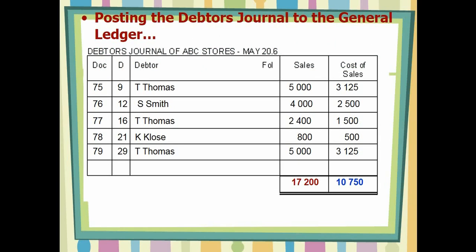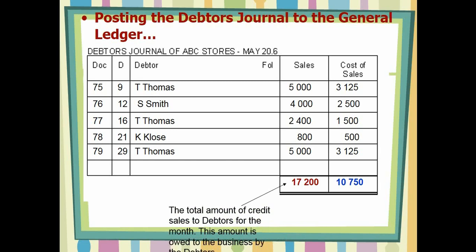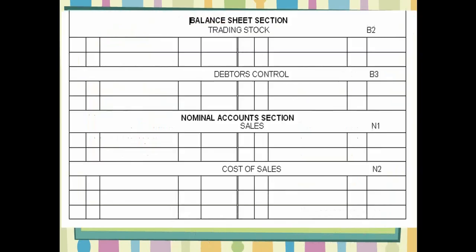We now need to post this to the general ledger. Now remember, sales is an income. So what do we do with sales? We credit sales, but we also need to debit debtors control. Why do we debit debtors control? The reason is debtors are assets, and assets increase on the debit side. Our cost of sales is an expense, so we debit cost of sales and we credit trading stock.